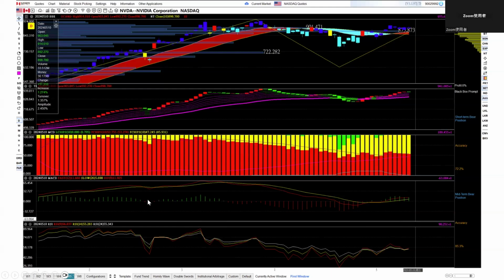So I need to make sure that first of all they do a golden crossover. Second, I need to make sure that both lines are above 0. Okay, so that is the confirmation of the uptrend.